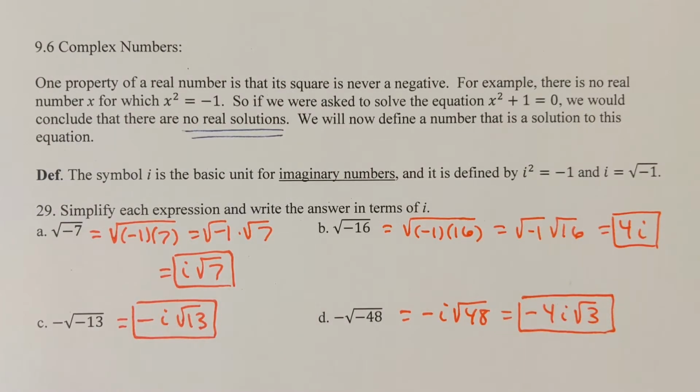Okay, 9.6 is the last section in Chapter 9. We're going to start that now. We're going to talk about what's called complex numbers.